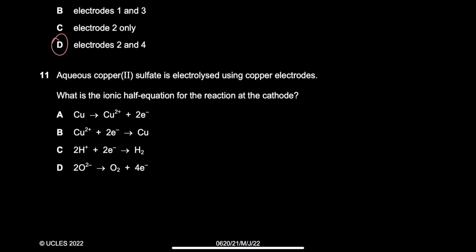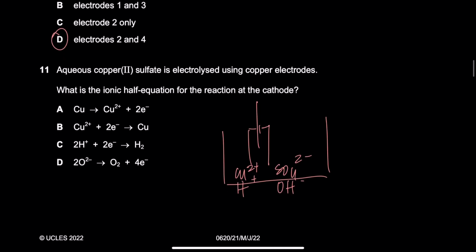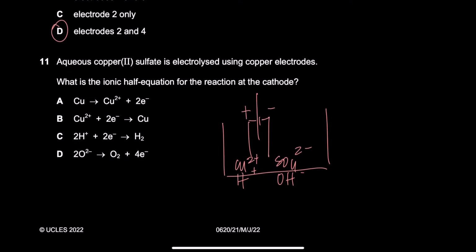Aqueous copper sulfate is electrolyzed using copper electrodes. Just make out your copper electrodes, make out this electrolysis chamber, copper 2 sulfate, Cu2 plus, sulfate 2 minus. Since it's aqueous, you'll also have H plus and OH minus. Now it says, what is the ionic half equation at the cathode? So at the negative electrode, which one will discharge? You have a competition between Cu2 plus and H plus, and since copper is less reactive than hydrogen, the copper ion will be more easily discharged than hydrogen. So this is gonna win the race.